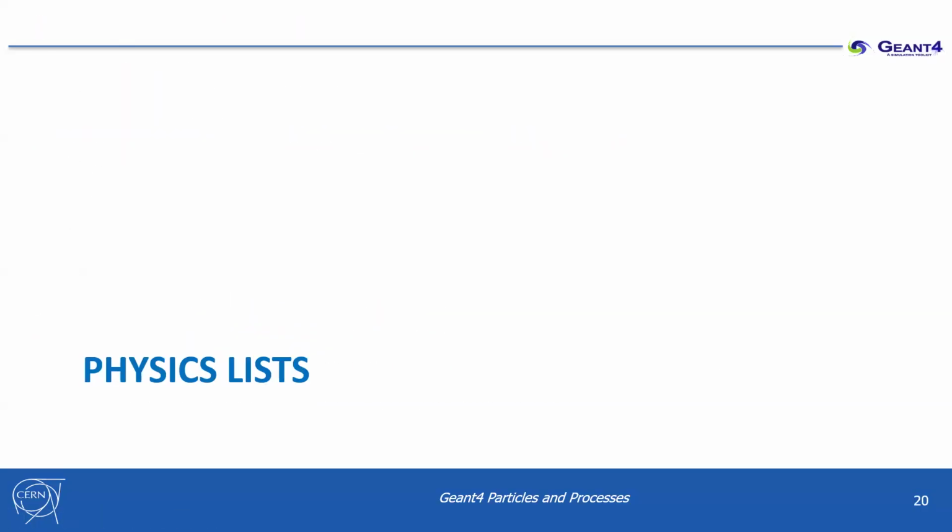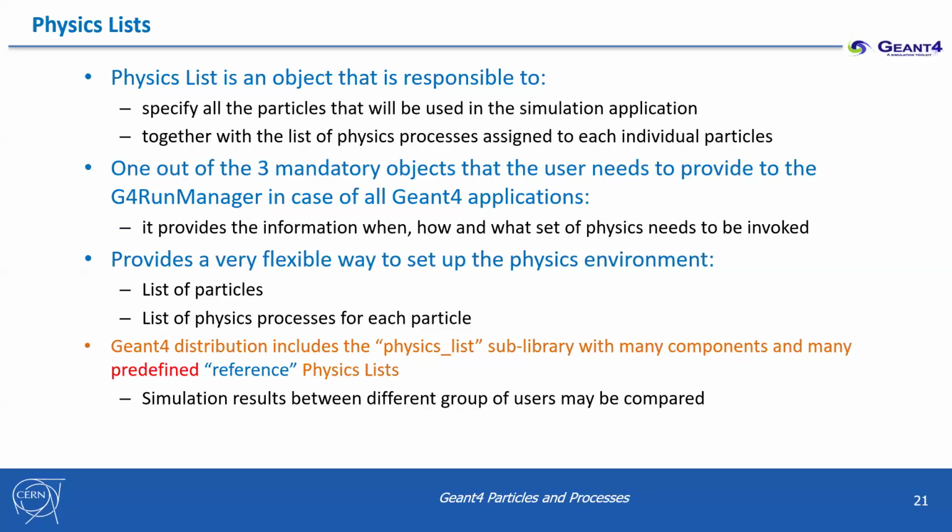Physics list. Physics list is an object that is responsible for specification of particles and physics processes. It is one of 3 mandatory objects which the user needs to provide to run manager. And it is, of course, a flexible way to set up the physics environment, the list of particles, and the list of physics processes.